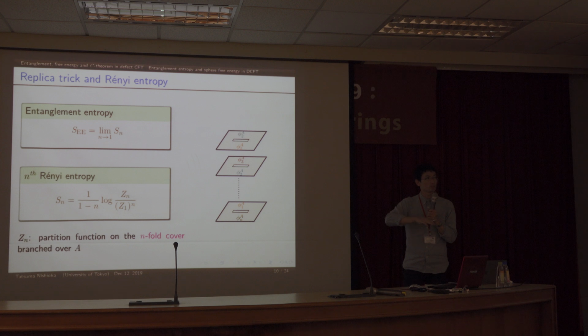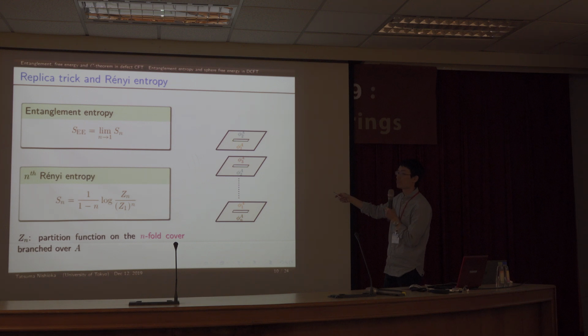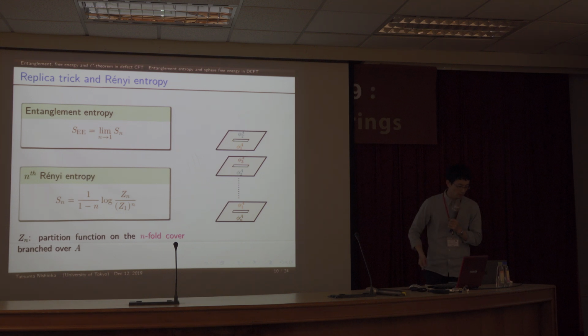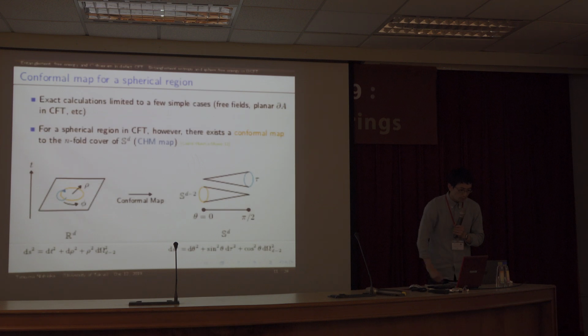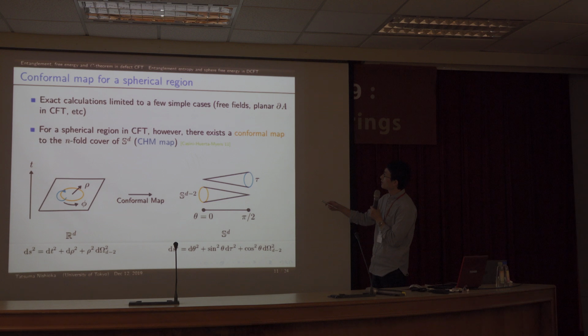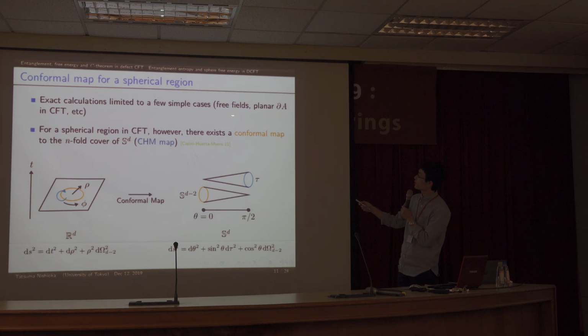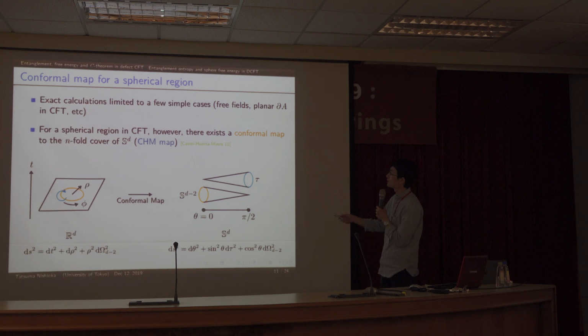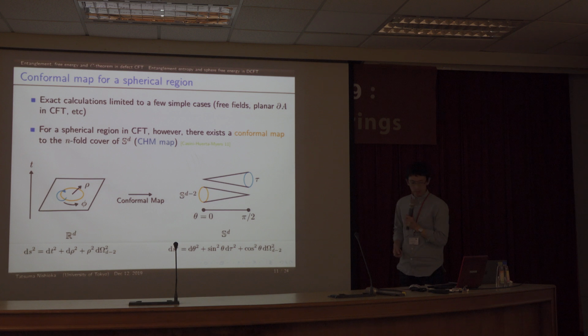Even if you start with flat space, you have to deal with quantum field theory on a manifold with singularity, which makes computation very difficult. Only a few examples can be computed exactly. For instance, if the theory is free, and if the shape of the region is very symmetrical, then you can get an exact answer. But otherwise, there is no way to calculate it.